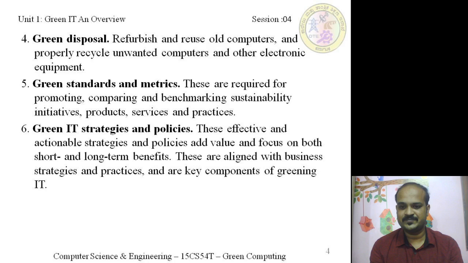And next one is green standards and metrics. Okay, so standards are mainly required for promoting, comparing and benchmarking sustainability initiatives, products, services and practices. Okay, so let us take an example of a standard, a green IT standard called EPEAT. EPEAT means Electronic Product Environmental Assessment Tool. This EPEAT standard is mainly used for assessing a particular product, whether its impact on the environment is bad or good.